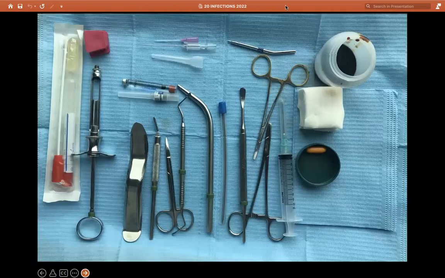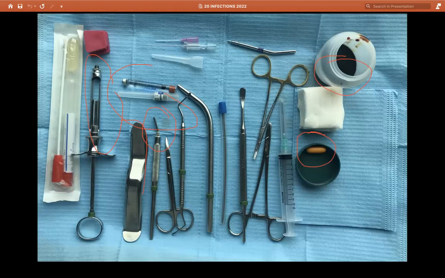Okay, so these are the things you are going to need for this procedure. We'll need local anesthesia, something to separate, something to cut, and the liquid you need to prepare to clean. Sometimes we also use some local antibiotic. In this case, we are going to use metronidazole.